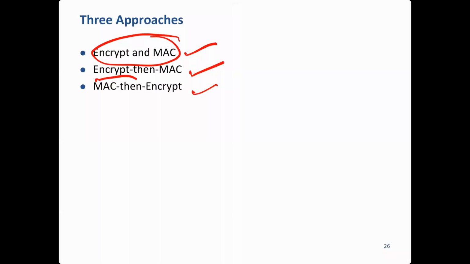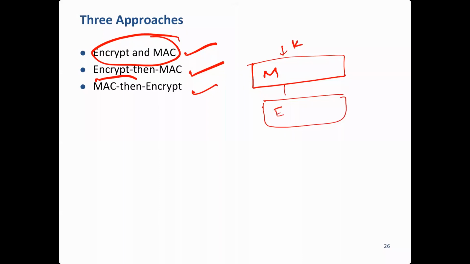In encrypt and MAC, you take message M, and of course you are using key K. This message M, you use encryption, the encryption function over M using key K. So what you get is M dash, which is equal to E of M with K.